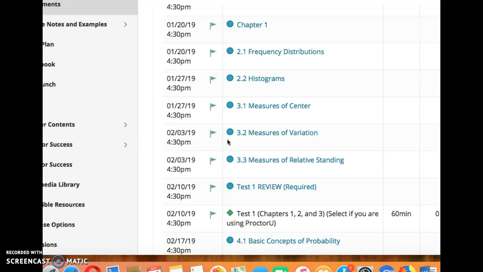Moving on to measures of variation. Once again, we will also be using the TI-83 84 calculator, but different types of measures of variation that we will be looking at include standard deviation, which is one of the most important types of measures of variation that we will look at in this course. Then measures of relative standing. We will look at z-scores, we will look at quartiles, we will look at percentiles in terms of location. And then we will have Test 1, which will cover Chapters 1, 2, and 3.